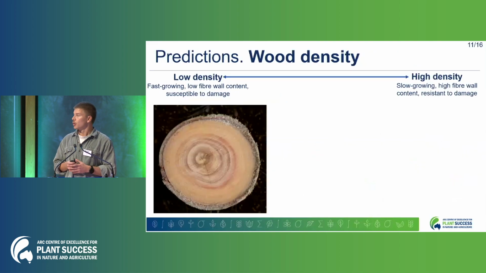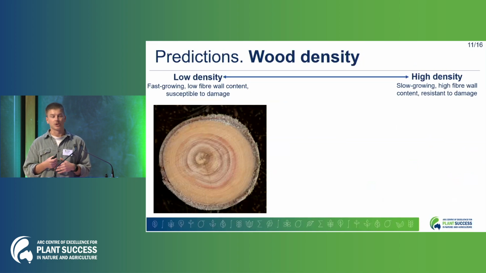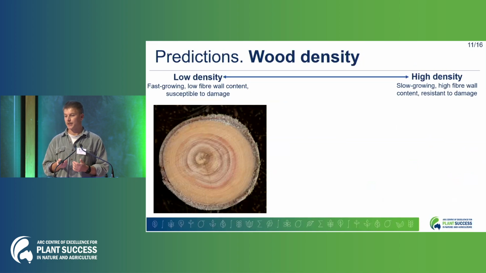And the final trait that I'm going to talk about is wood density. This represents a trade-off in wood: fast growing wood has a low fibre wall content, but is more prone to damage. Whereas high density wood is slower growing, has a higher fibre wall content, and is more resistant to damage.